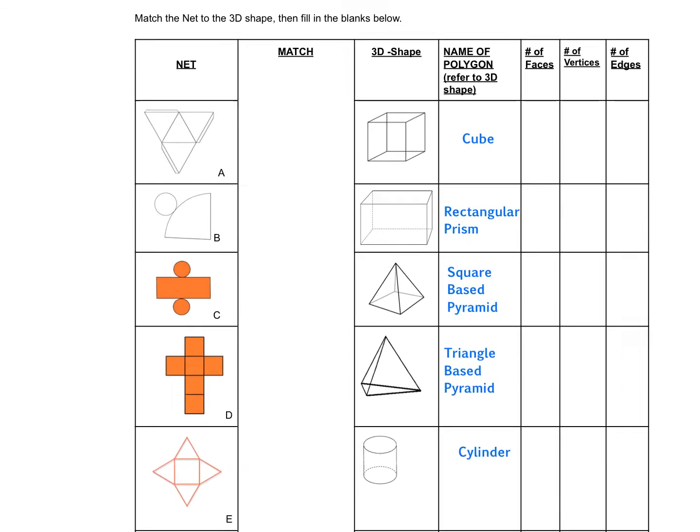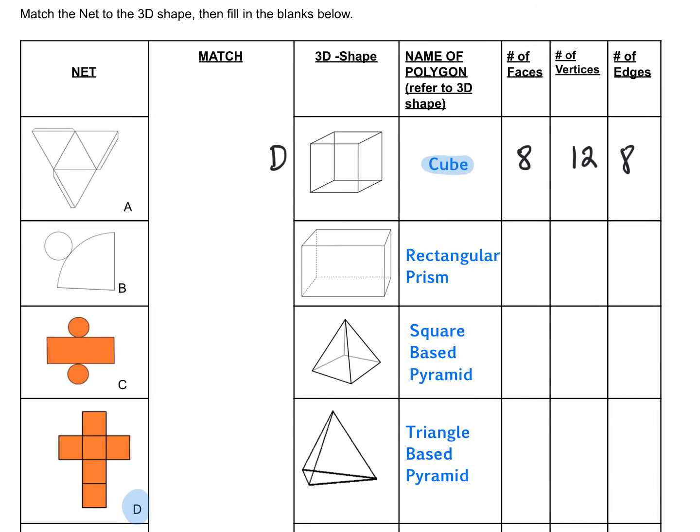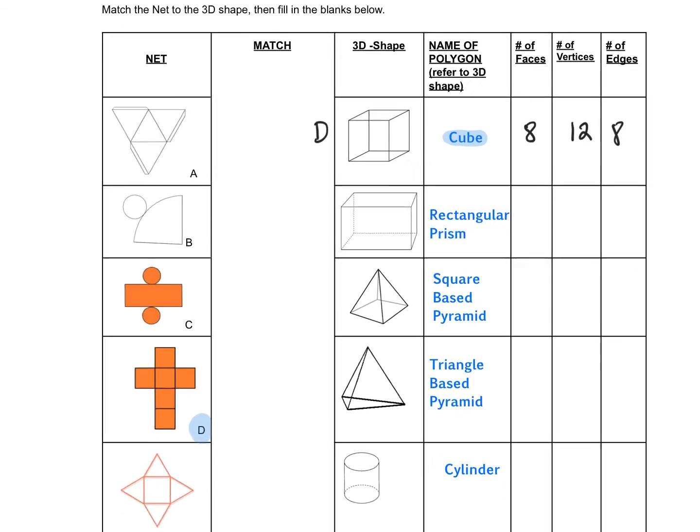Let's take a look at our last page. Here on the cube, letter D matches our cube here. You could have written the letter in or drawn a line. Either way was fine. Some of you color-coded, which was great. So think about my cube. I want to think about how many faces are on it. I know I have 8 faces, 12 vertices, and 8 edges.